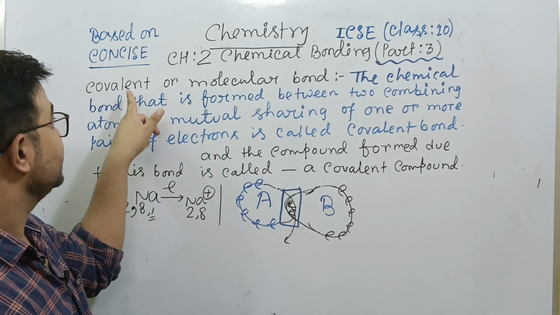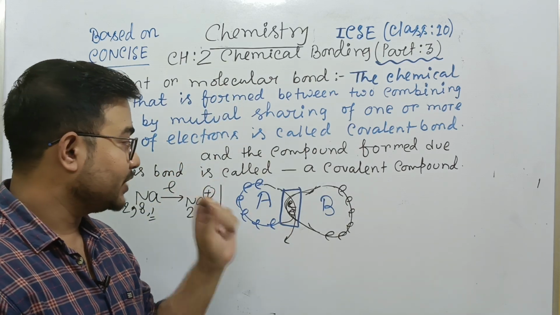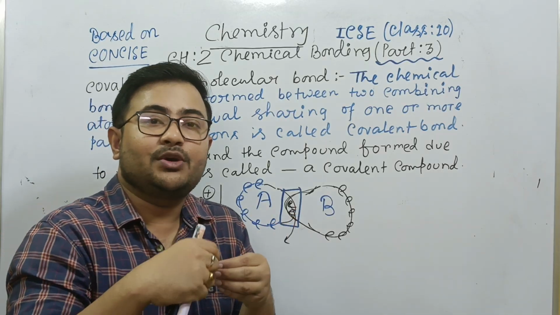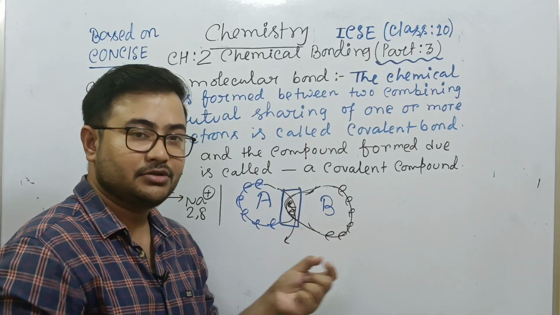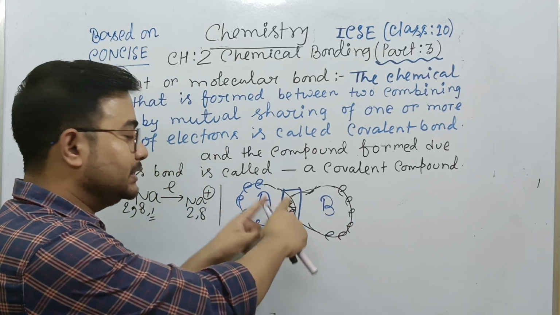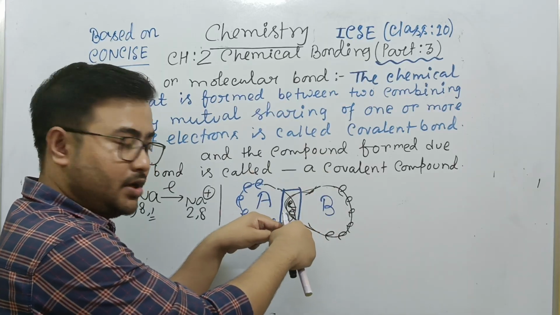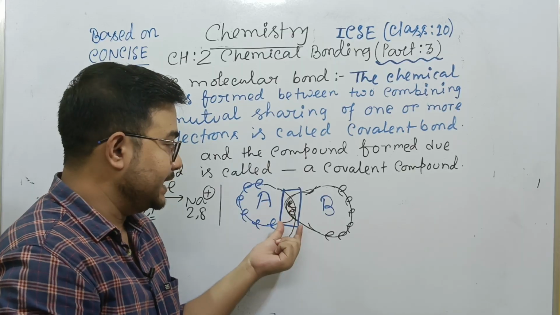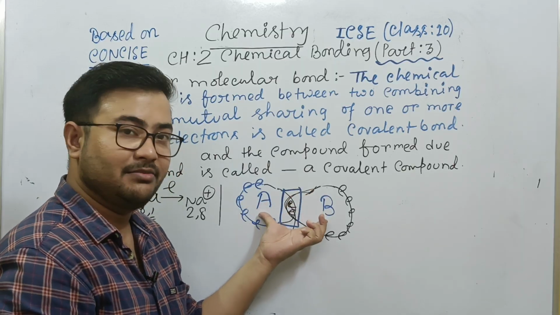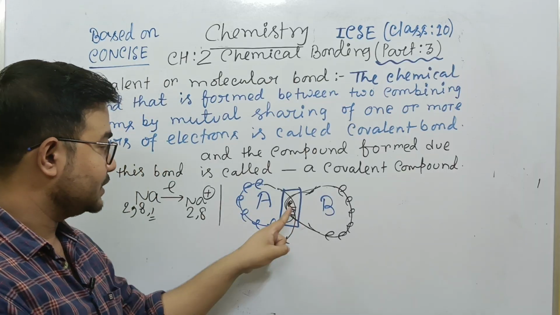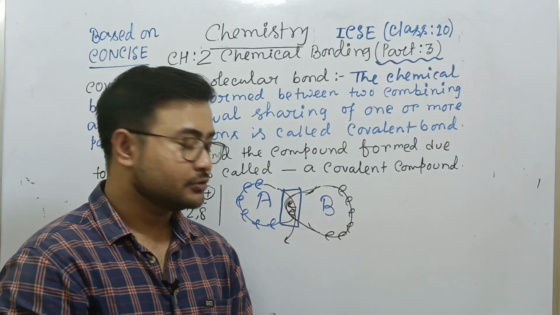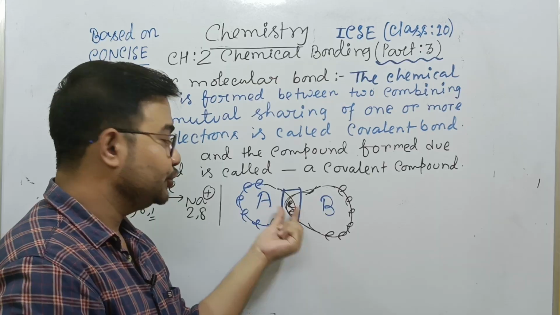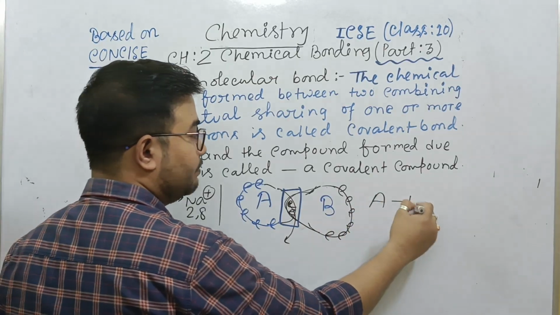This type of bonding is known as covalent or molecular bonding. Initially A has 7 electrons and B also has 7 electrons. Instead of accepting one, both donate 1 electron each in a common space, in such a way that these electrons are used by both atoms A and B to complete their octet, 6 plus 2, 8, and on this side also 6 plus 2, 8. So a covalent or molecular bond is formed by mutual sharing of electrons. Here A bond B will form.